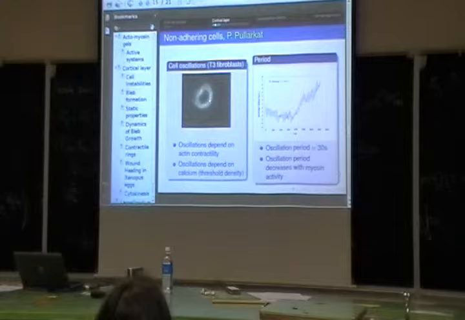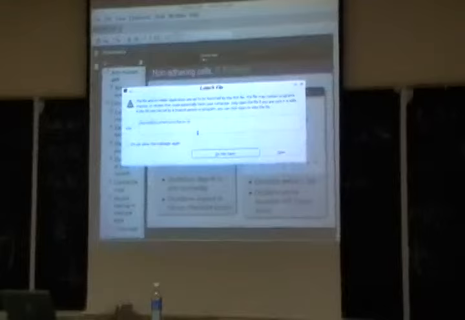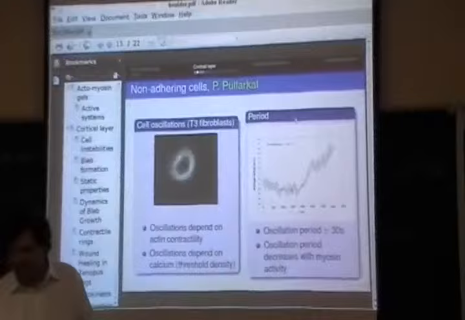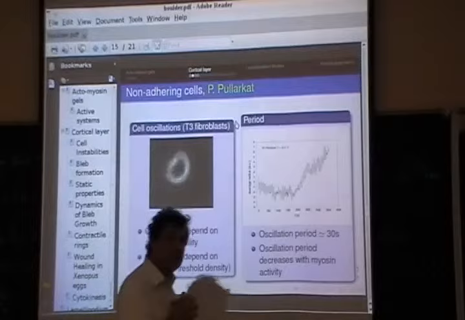So what I want to do to conclude that is show you a few systems that we have studied which are related to cortical layers. Now the first experiment that we have studied is these experiments on cells which are done by these collaborators that we have called Pramod Pullarkat.